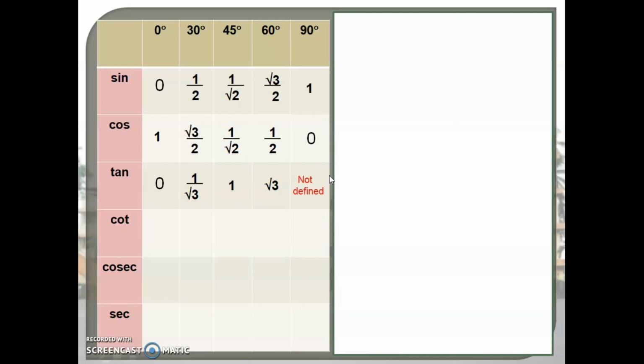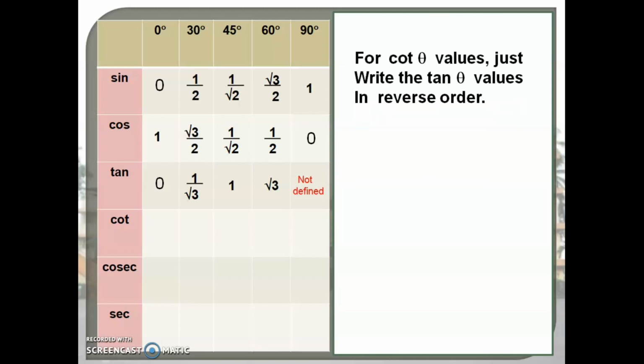Now the cot ratios are exactly the reverse order of the tan values. So the last value will be the first here, the fourth value will become second, and so on. Thus we get cot 0 degree not defined, cot 30 degree root 3, cot 45 degree 1, cot 60 degree is 1 upon root 3, and cot 90 is equal to 0.